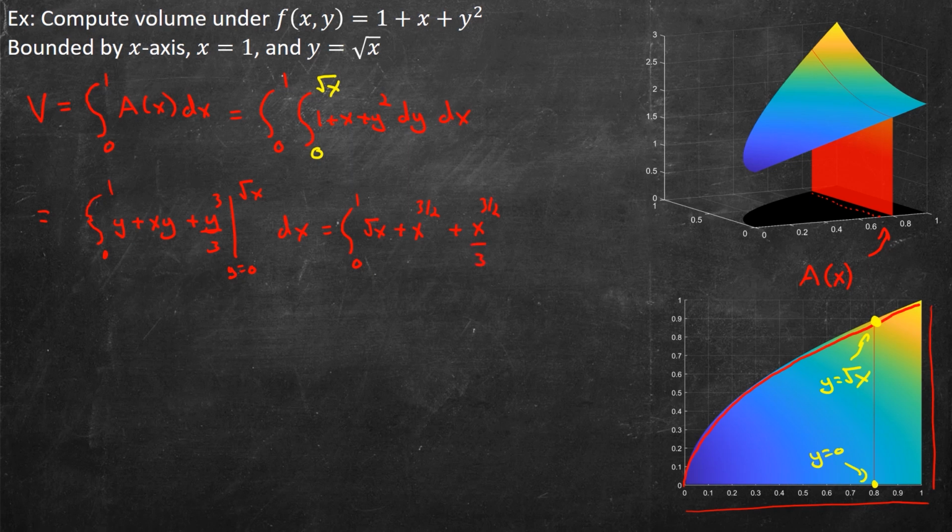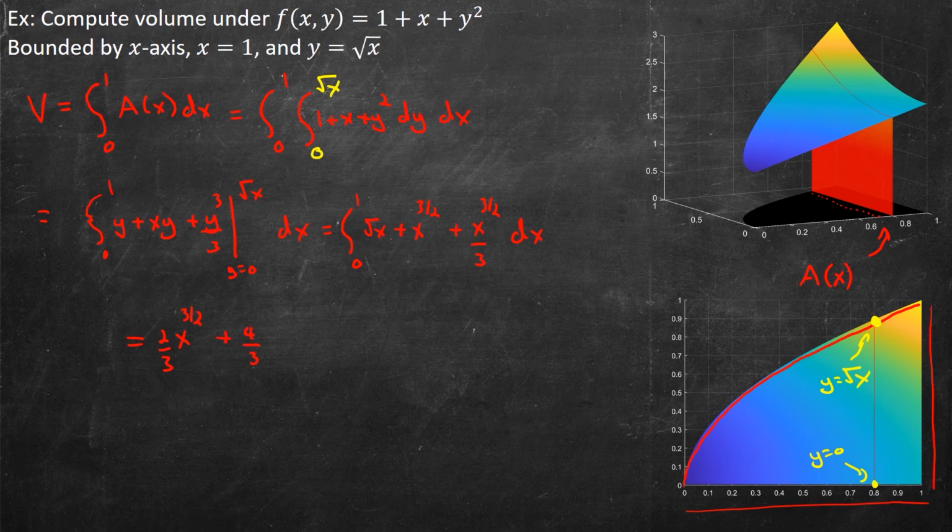Plug in 0 and it's 0, 0, 0. So all of this is just integrated with respect to x. Well, now we can compute this. The x to the 1/2 becomes x to the 3/2 times 2/3. The x to the 3/2 and x to the 3/2 divided by 3, I will combine to a 4/3 x to the 3/2. So I'll put that 4/3 out the front.